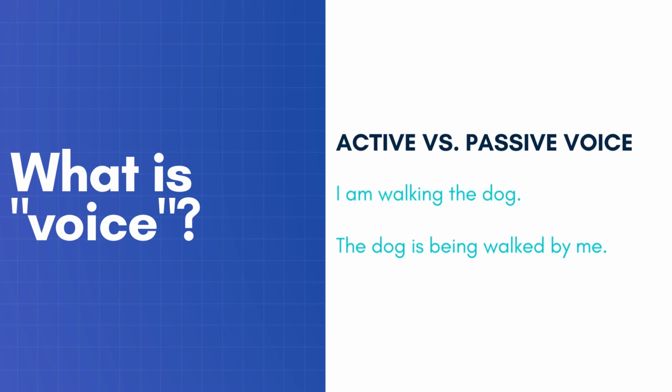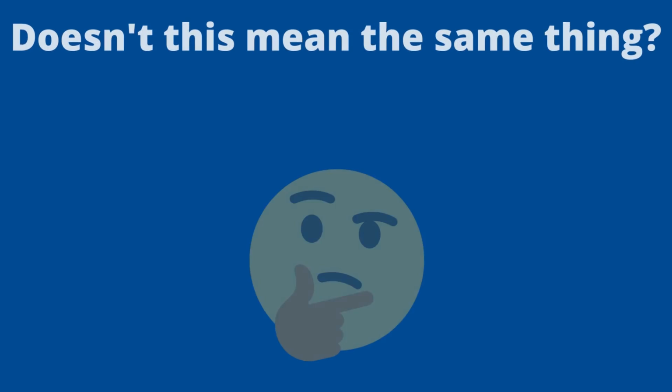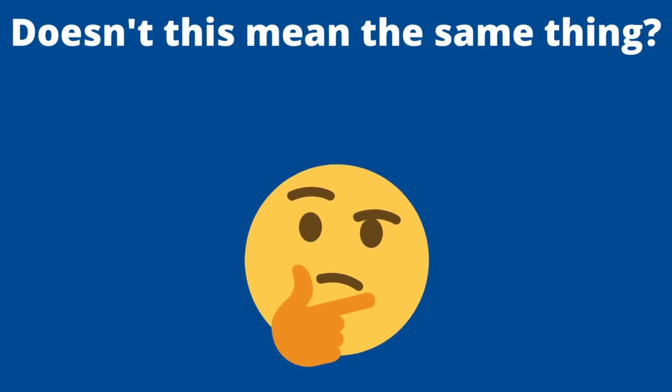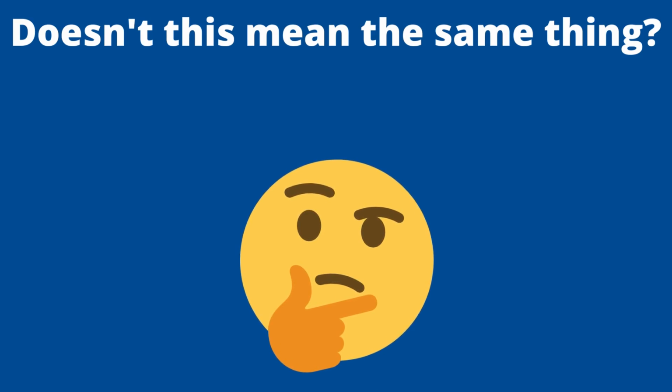Here's some examples. If you said, I am walking the dog, right? That's different than saying the dog is being walked by me. And you might pause and say, well, wait a minute, Mr. C, don't these mean the same thing? Yeah, technically the meaning is pretty much the same, but the way we expressed it was different. And that's the difference between active and passive voice, right?